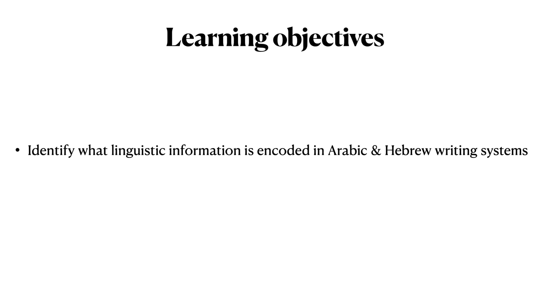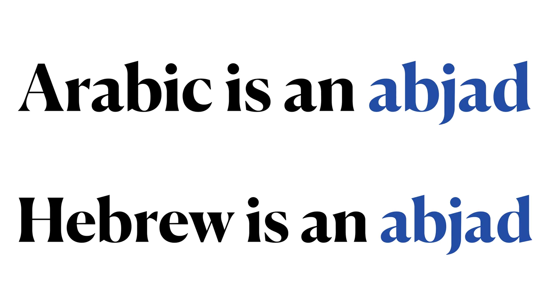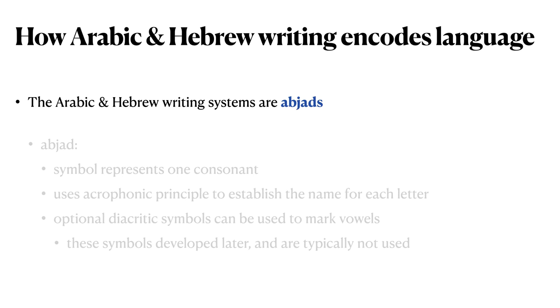Our learning objectives are to identify what linguistic information is encoded in the Arabic and Hebrew writing systems. The Arabic writing system is an abjad. The Hebrew writing system is also an abjad. What does that mean? The Arabic and Hebrew writing systems are each abjads. In an abjad, each symbol, each letter, represents one consonant.